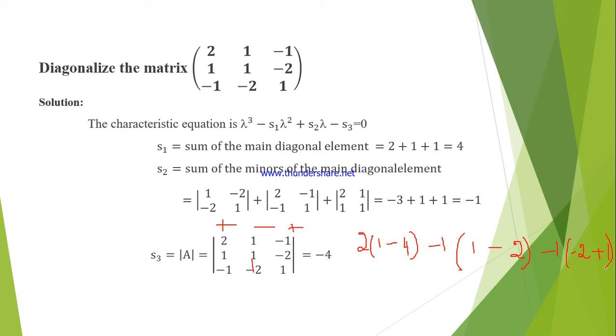Plus 1, that is equal to 2 into minus 3, minus 1 into minus 1, minus 1 into minus 1, that is minus 6 plus 1 plus 1. So the answer is minus 4.